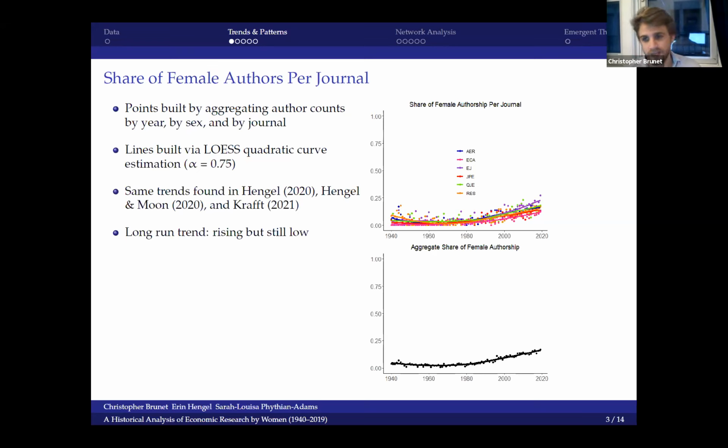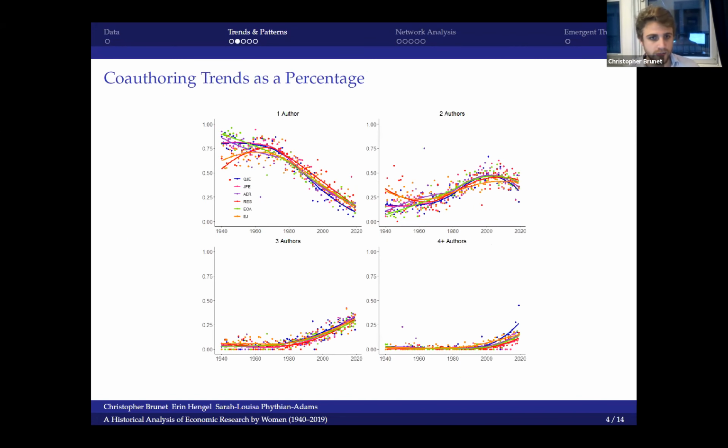Now, if we were to break this down by co-authoring trends, 1 author versus 2 author versus 3 author versus 4+ authors, the main takeaway here is simply that there's been a tremendous downfall in solo authored papers, which has been met with a concurrent rise in co-authored papers, especially in the past decade or two. There's been a huge rise in 3 and 4 author papers for the first time.